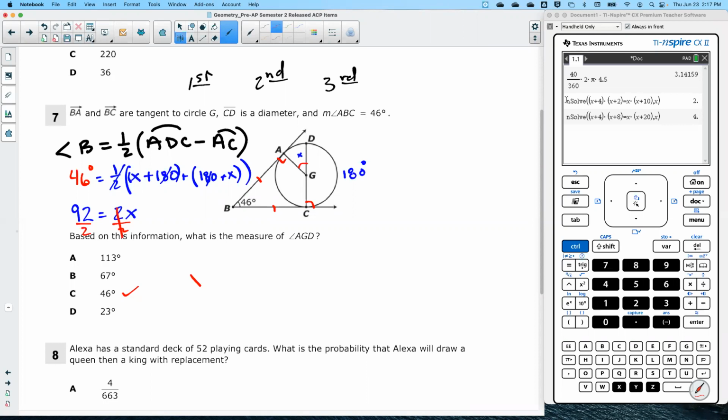Exactly. It's even a punch out here for you. I thought it was AGC. He's at 113. Yeah, I thought it was AGC, not AGC.